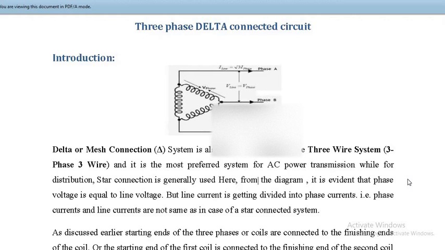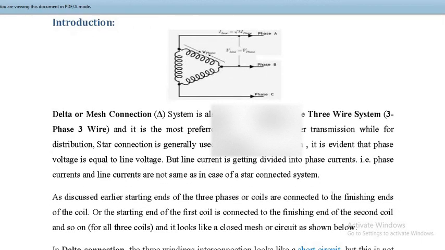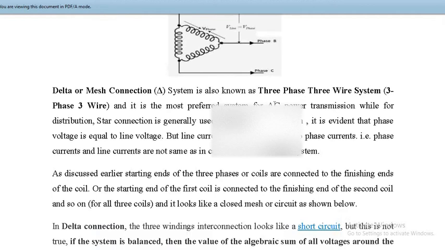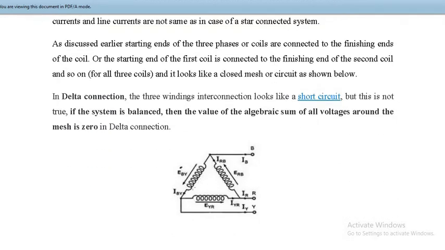So this is again the connection we'll be needing in case of three phase, that is delta. Now we are going to see what the speciality of delta is. This is a three-phase, three-wire system because there are three vertices of that triangle, so only three wires can come out. You can see over here, this is one phase, this is another phase, and this is another phase, and these three are the line terminals.